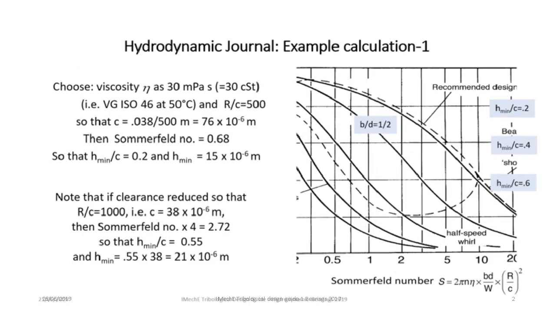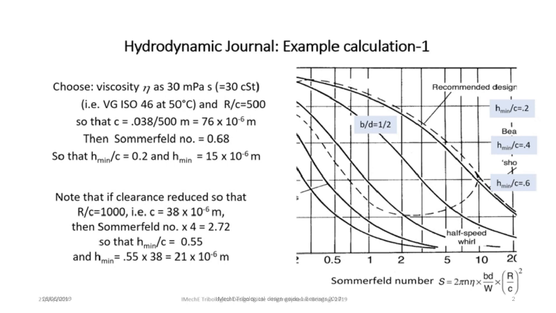We can estimate the minimum film thickness by evaluating the Sommerfeld number. Let's suppose that we choose a ratio of R to C of 500, so the radial clearance is 38 millimeters over 500, in other words 76 microns. Then if we take the lubricant viscosity at 30 millipascal seconds, that's equivalent to an ISO viscosity grade 46 at 50 degrees centigrade, the Sommerfeld number works out at 0.68.